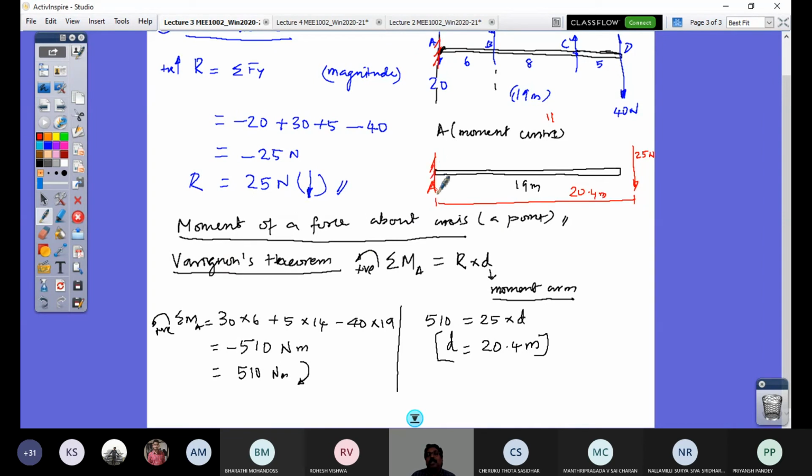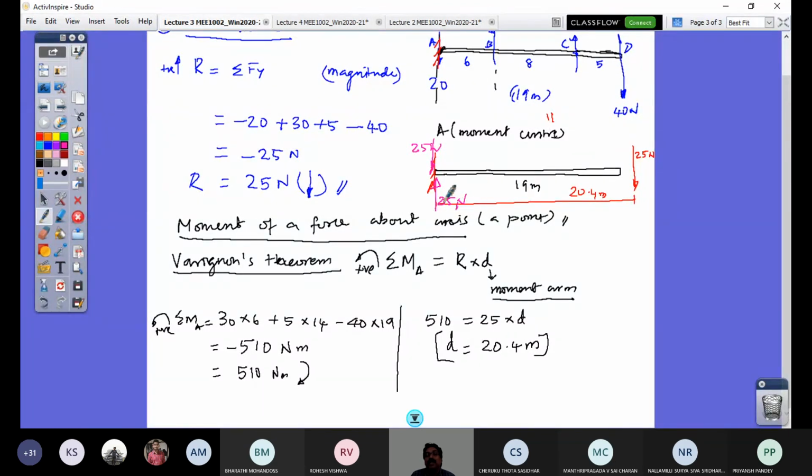At that time, it is very meaningful to represent this force not at this point, rather at point A itself. So how do I do that? I would take this force of 25 Newton here to this support, and I would cancel that force again here. So it is not changing anything. I have this 25 Newton which is 20.4 meter away from point A, and I cancel that same force. So it is the same as the previous configuration.